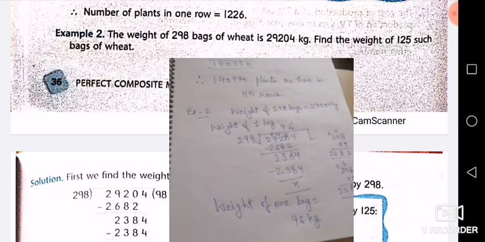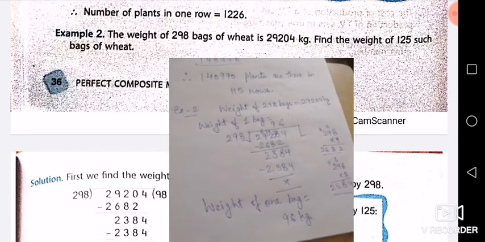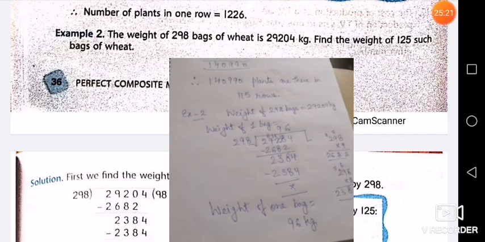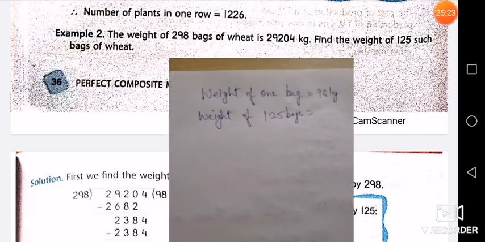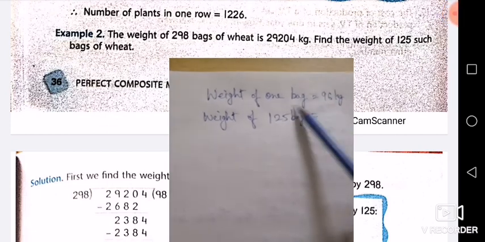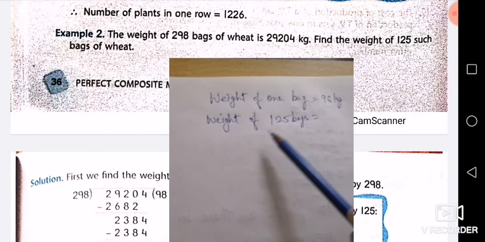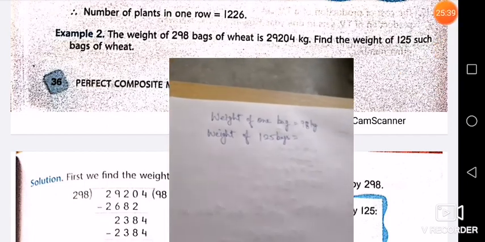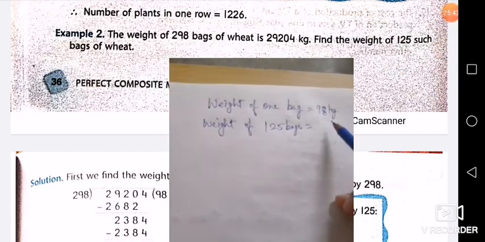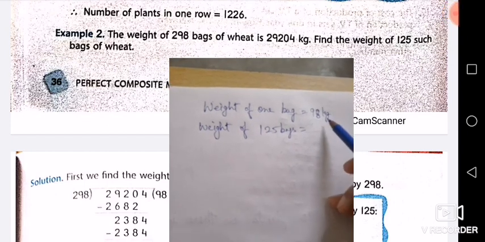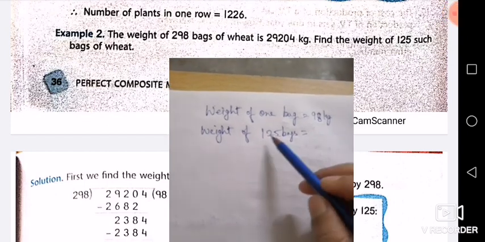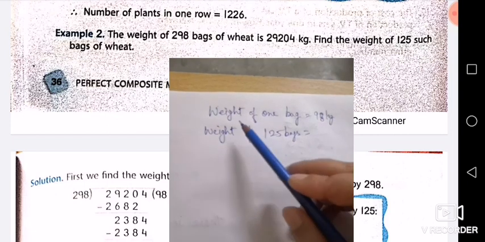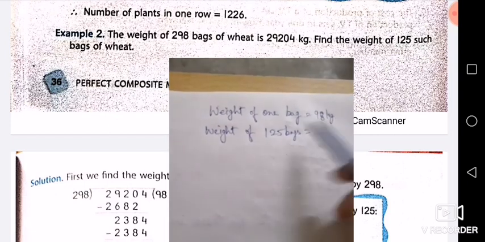Now how many bags weight you have to find out? 125. So what you will do? So now as you have seen, weight of one bag is 96 kg. Wait a minute. So as you can see, weight of one bag is 98 kg. I have spoken 96 kg earlier. So that is a mistake. Weight of one bag is 98 kg.